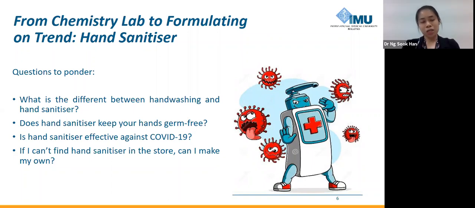So hand washing, whether you do it with antibacterial soap or plain water, washes away the live microbes down the drain. Whereas hand sanitizer reduces the level of microorganisms chemically, just like disinfectants that kill germs on environmental surfaces. The second question to ponder: does hand sanitizer keep your hands germ free? Hand sanitizer can't remove microbes from the skin and isn't effective against all germs. Washing your hands is still better than using hand sanitizer, but both help to prevent the spread of disease.